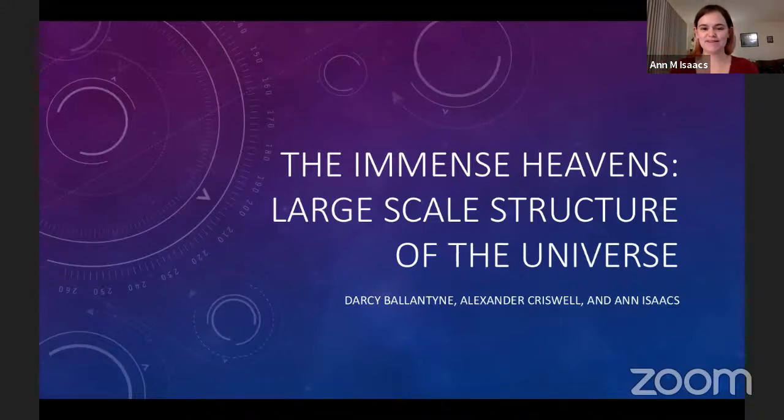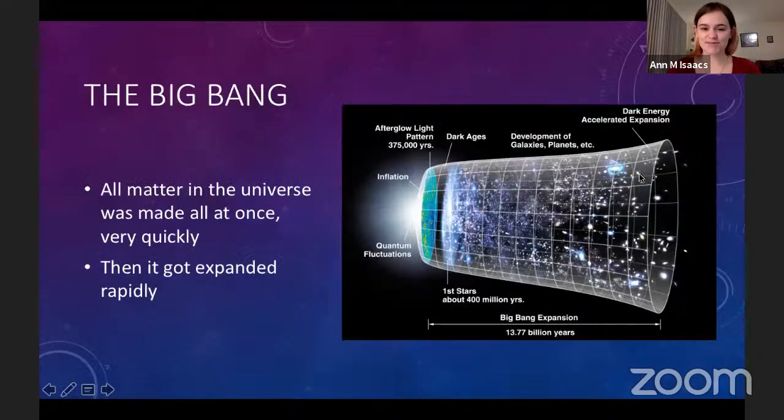So we're going to be talking about the immense heavens, the large-scale structure of the universe. It all started, of course, with the Big Bang, when all of the matter in the universe was made all at once very quickly and then expanded very, very rapidly in a period we call inflation. So this is sort of a brief history of the universe. First, we had the Big Bang at this tiny scale, and then the universe grew rapidly and immensely. Then we have the cosmic microwave background, which I'm going to talk about in a second. And then we had some time when stars were in the process of forming, and then the first stars formed. And then we get to where we are today with the current expanding universe.